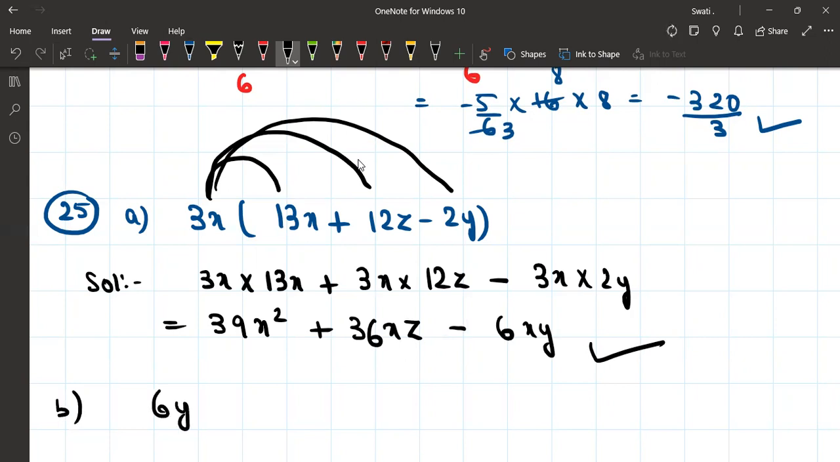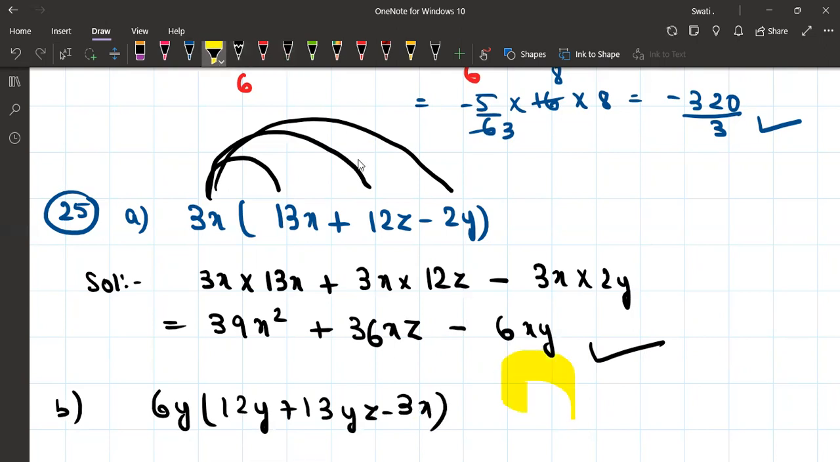Let us do the second question of the 25th one, and that is 6y times 12y plus 13yz minus 3x. So I have done a lot of questions. Now this particular question I'm leaving to you because I want you to do this question on your own, at least one question, and I hope you understood this video.